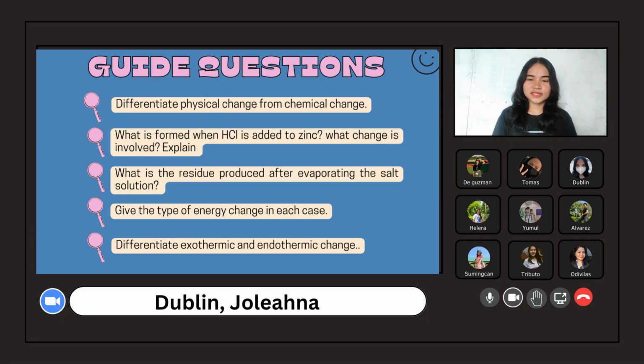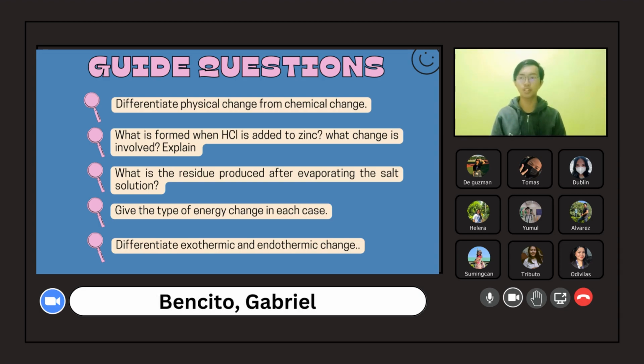The third question is, what is the residue produced after evaporating the salt solution? When you evaporate a salt solution, the residue left behind is the solid salt that was dissolved in the solution. The process of evaporating the solvent, usually water, allows the water to escape as vapor, leaving the dissolved salt behind as a solid residue. This process is commonly used to recover salts from solutions, and the type of salt that forms depends on the specific ions present in the solution.